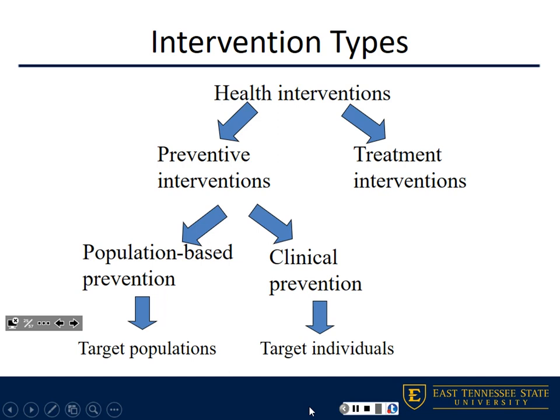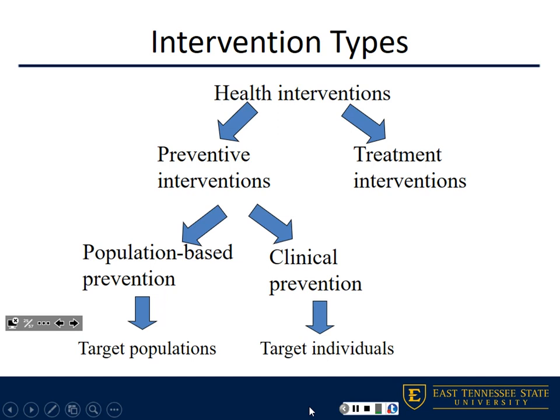Now, out of those three, which one has the lowest return on investment? Treatment interventions. Okay? They tend to be, again, very costly and targeting specific individuals. So really what we want to do is emphasize population-based prevention, do more clinical prevention, and do less treatment interventions. So when we think about the three levels of prevention, primary prevention, secondary prevention, and tertiary prevention, where does primary prevention fall primarily here?